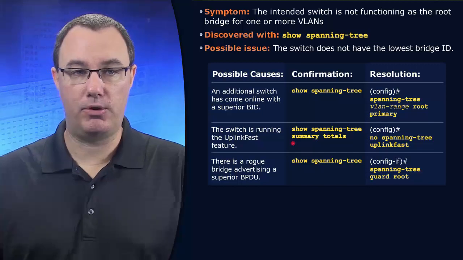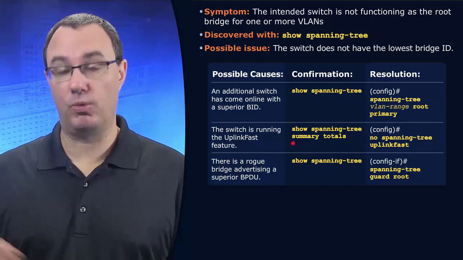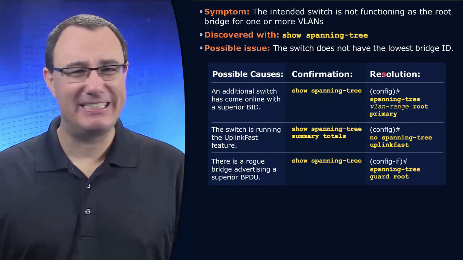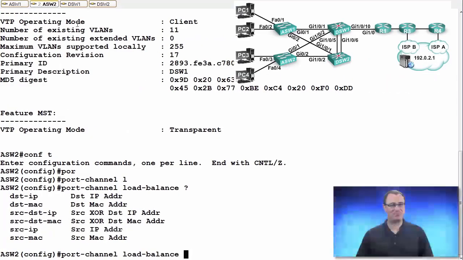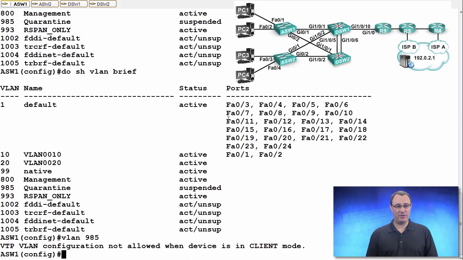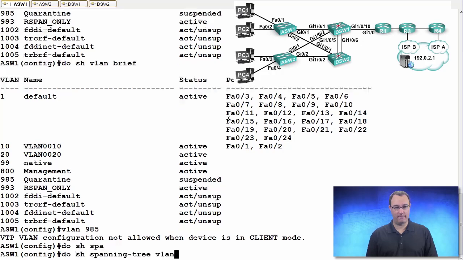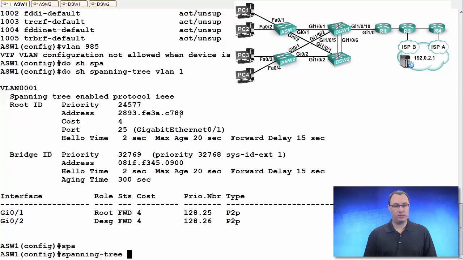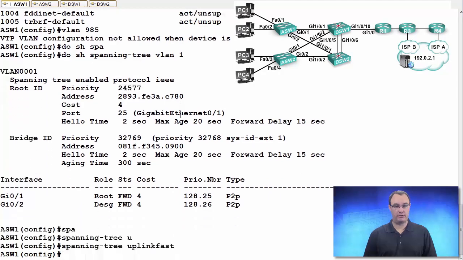Now there's something that will affect your priority in the wrong way if you want to be a root bridge, and that is uplink fast. You don't use uplink fast a lot, but if you did, let's say I do a show spanning tree 1. I want you to see that my priority there is actually pretty low. Okay. I'm going to do spanning tree uplink fast.